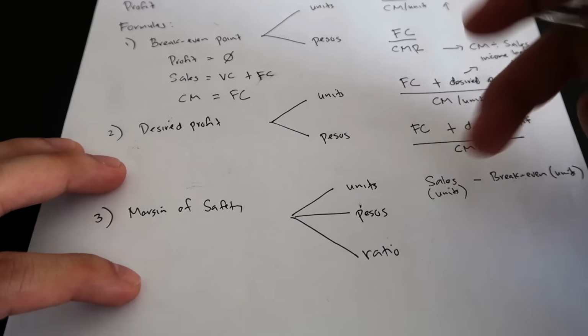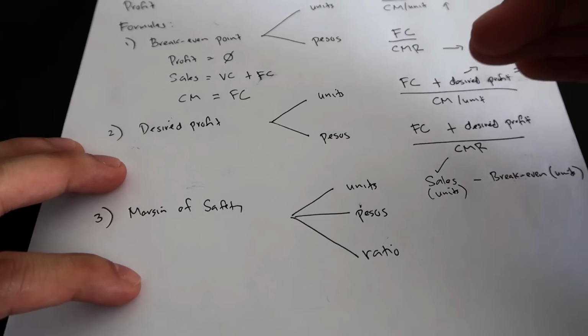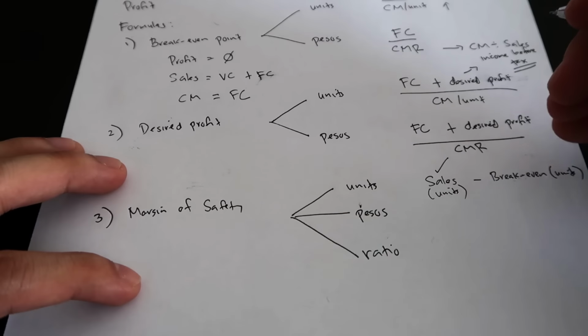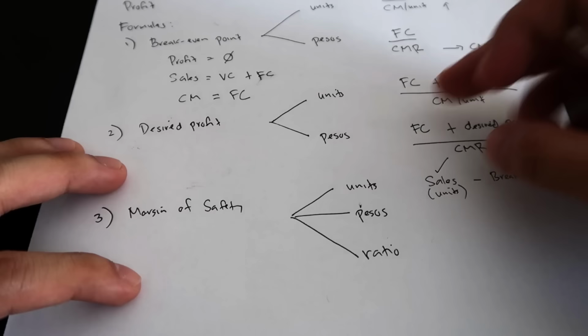What is that sales? This can be your actual, your planned, or budgeted sales, less the break-even point in units. Then that's your margin of safety in units.